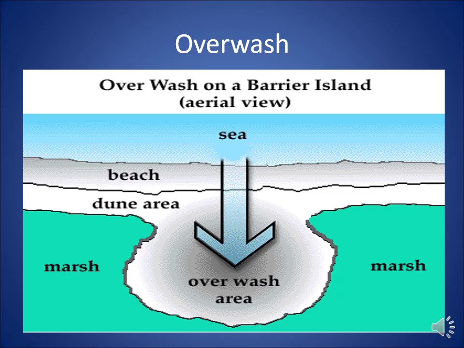And then as the storm surge subsides and retreats, the sand is left behind as a fan-shaped deposit called an overwash fan. And as we mentioned before, this is one of the mechanisms that helps barriers migrate towards the mainland, and it also replenishes some of the sand on the island.